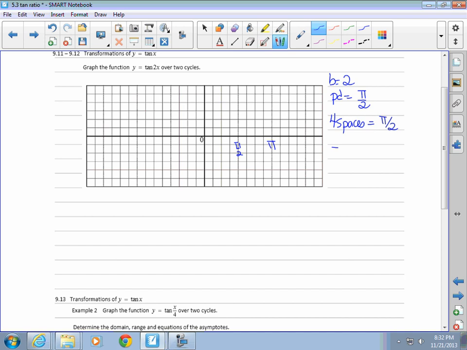So pi over 2, if we think of this in quarters, is going to be the same as 2 pi over 4, and pi, of course, is 4 pi over 4. So if this is 2 pi over 4, halfway between there is going to be pi over 2, and then halfway between pi over 2 and pi, so halfway between 2 pi over 4 and 4 pi over 4, is going to be 3 pi over 4. So that should be a pi over 4 there. So I have pi over 4, 2 pi over 4, 3 pi over 4, and 4 pi over 4.